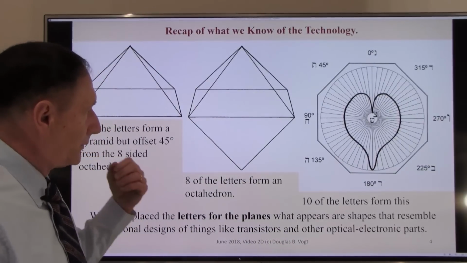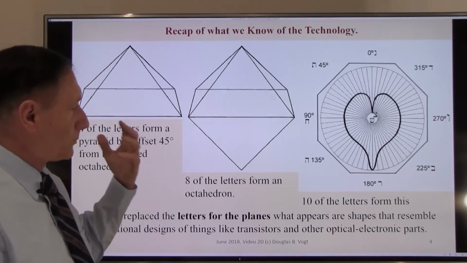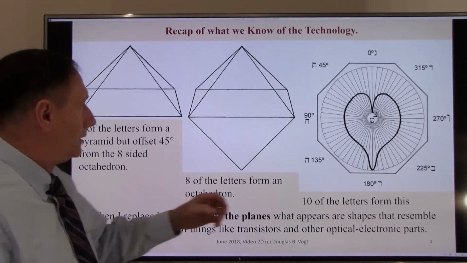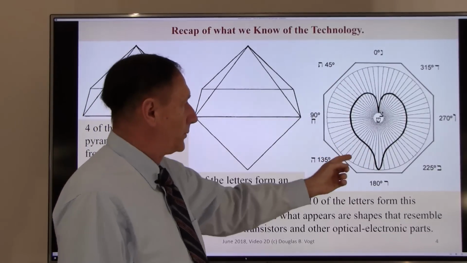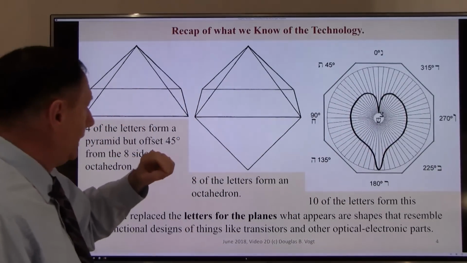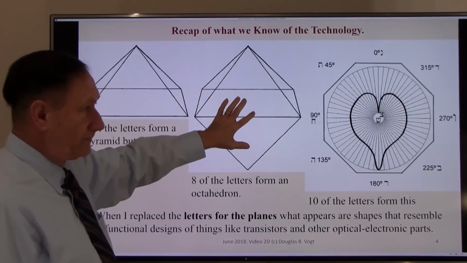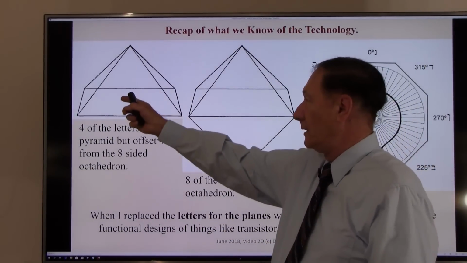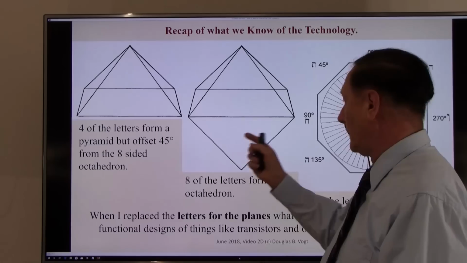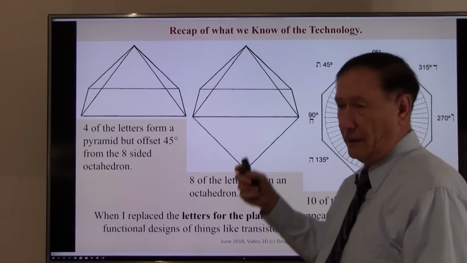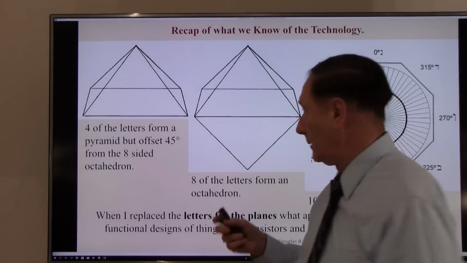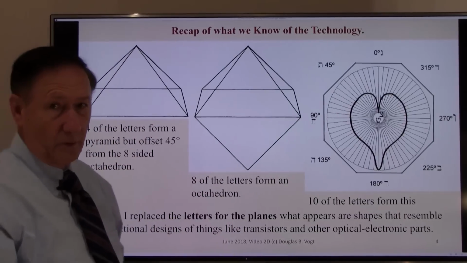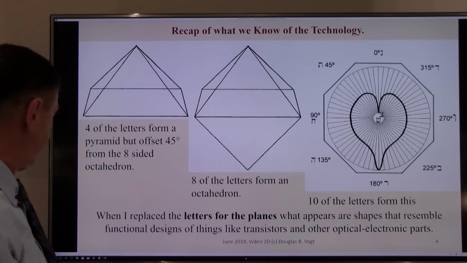The 22 letters are broken down into 10, 8, and 4. The 10 letters form an 8-sided prism with the top and the bottom. 8 of them form an octahedron. And finally, the last 4 just form the top of a pyramid offset by 45 degrees. And when you look down on it, you have the mandala shape. Looking at this, you have the Jewish star, the Star of David, and that's really what he was telling us.